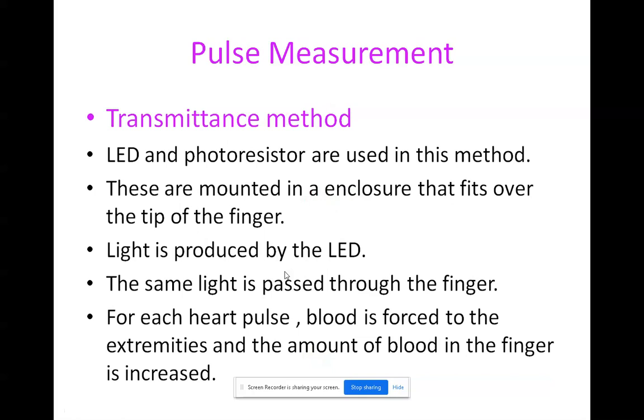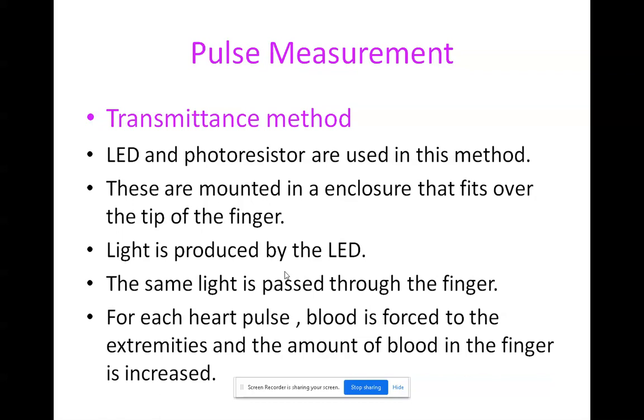Light is produced by the LED. So the light emitting diode will produce light. The same light is passed through the finger. So for each heart pulse, the blood is forced to the extremities and the amount of blood in the finger is increased. So while you are passing the LED light through the finger, what happens to your blood? Blood will be forced to move, okay, to a maximum level.